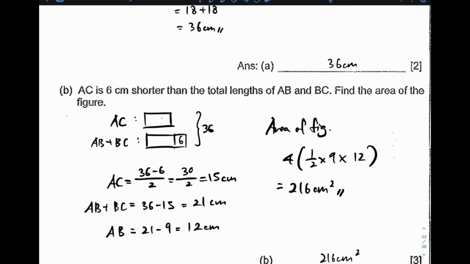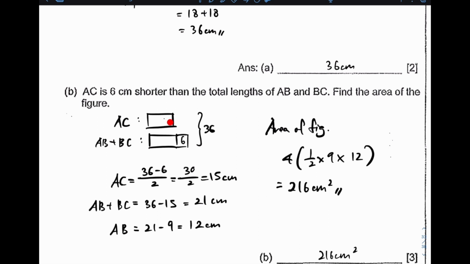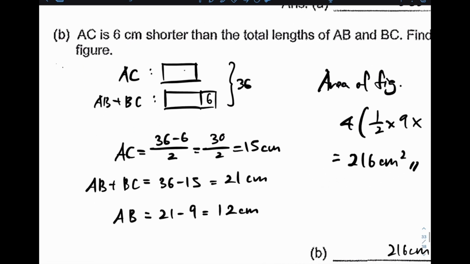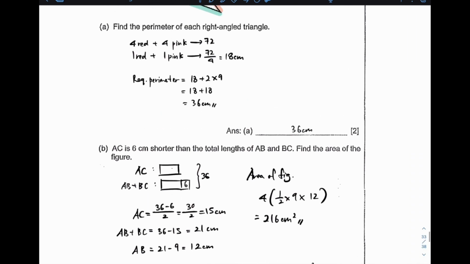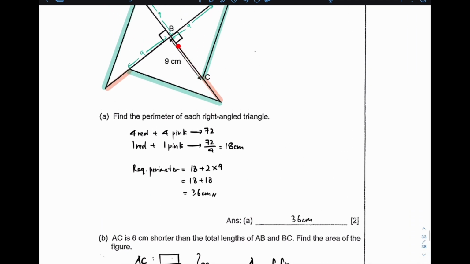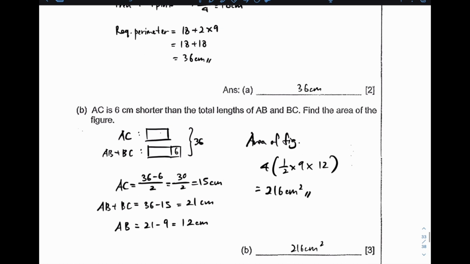So with this information here, we can say, all right, what's AC? AC is basically 36 minus 6 divided by 2. So AC is actually 15. Okay, therefore, AB plus BC is 15 plus 6 is 21, which means AB is simply 21 minus BC, because what's BC? BC is 9, isn't it? So AB is therefore 12.